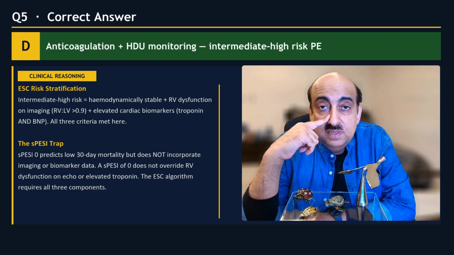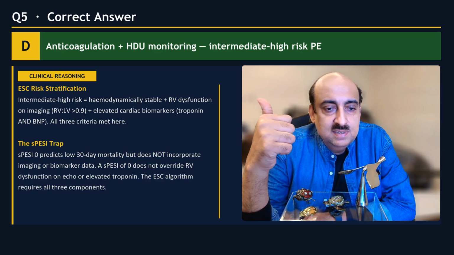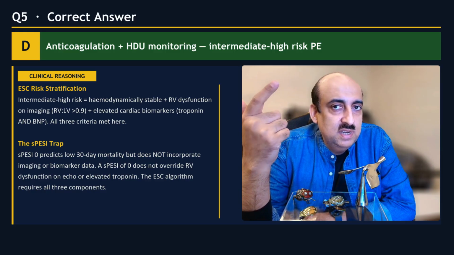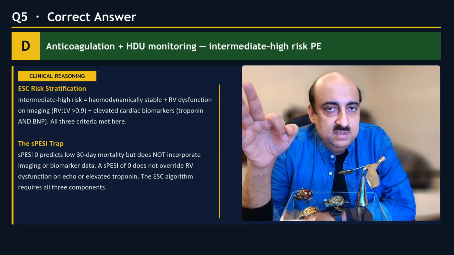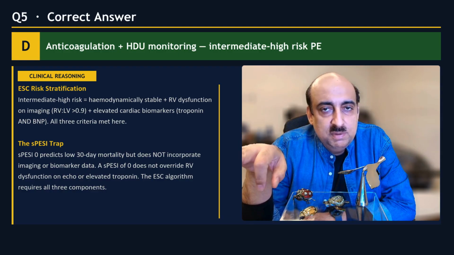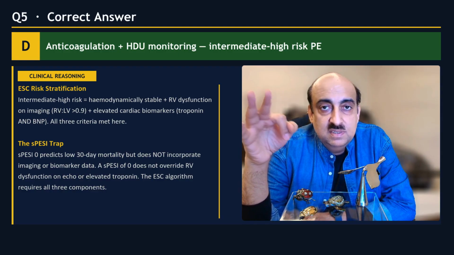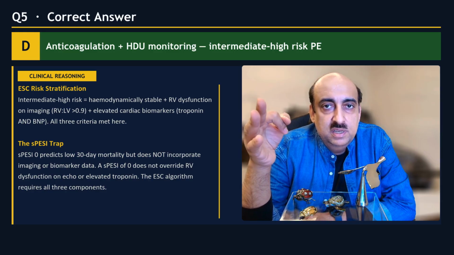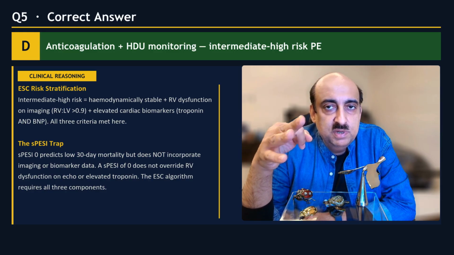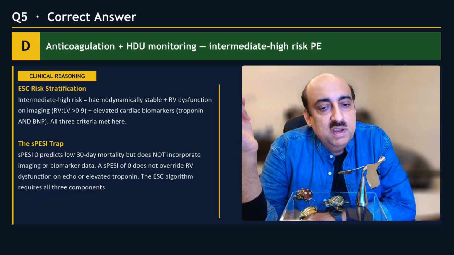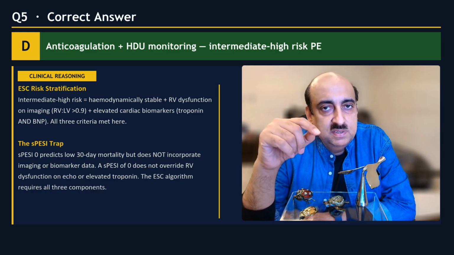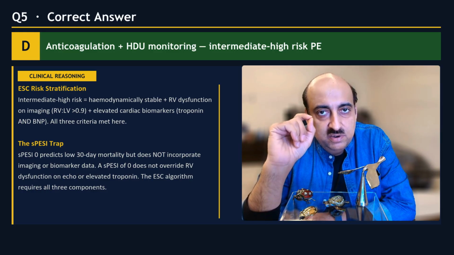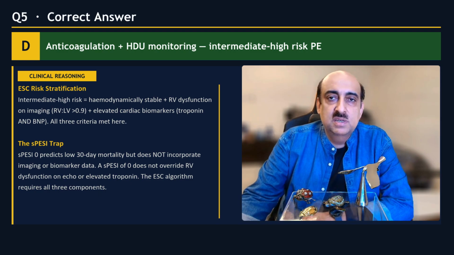Now the S-PESI, the simplified pulmonary embolism severity index, is a red herring in this case. An S-PESI of 0 only gives the 30-day mortality risk. It doesn't tell you anything about the hemodynamic status, because yes, the blood pressure and tachycardia are part of it, but it doesn't give you the markers of RV dysfunction, and hence you cannot guide the treatment modality based on the S-PESI. So that's the clinical trap in such questions like an MRCP or USMLE.